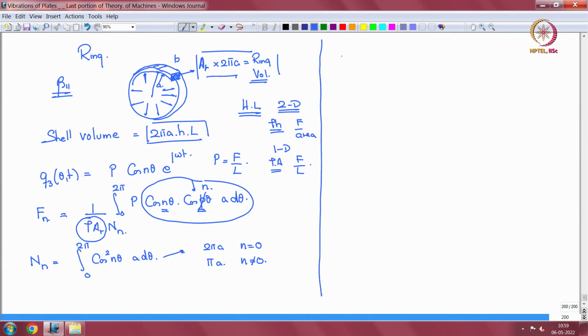So what we get here is that fn is equal to p by rho times area of the ring, and I either get twice pi a or pi a in both numerator and denominator. So this cancels out, and this is equal to p by rho a r.